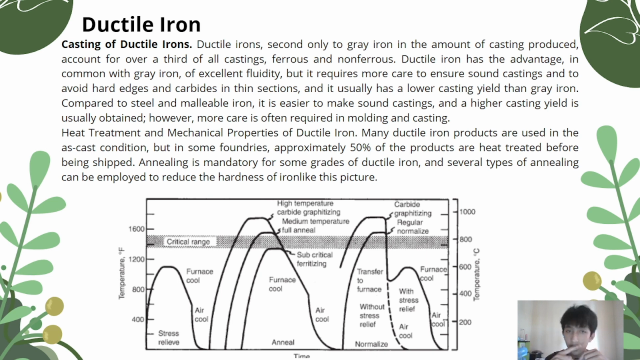In heat treatment and mechanical properties of ductile iron, many ductile iron products are used in the as-cast condition, but in some foundries, over 50% of the products are heat treated before they ship. Annealing is mandatory for some grades of ductile iron, and several types of annealing can be employed to reduce the hardness of iron like this.